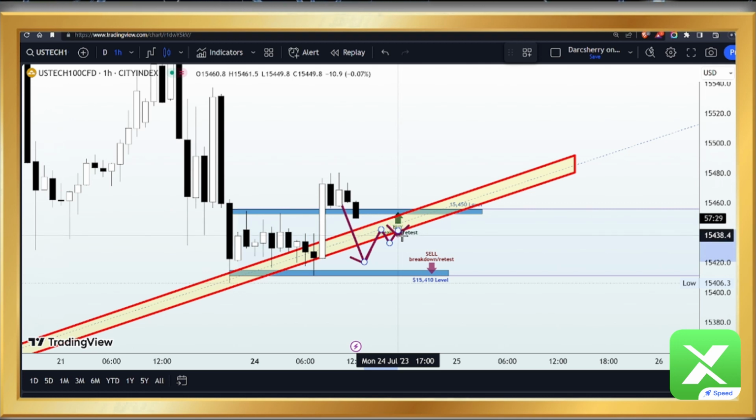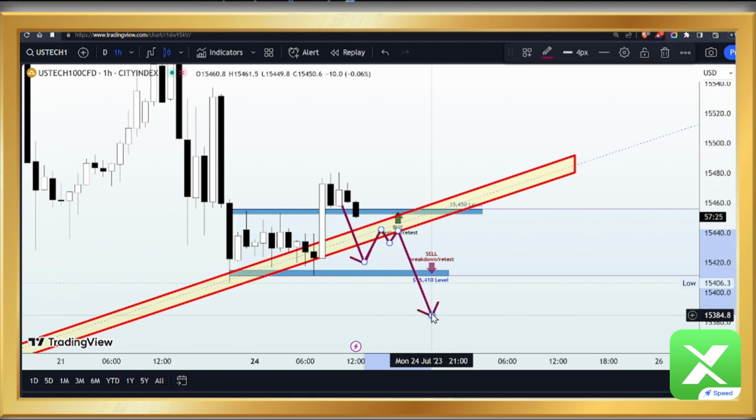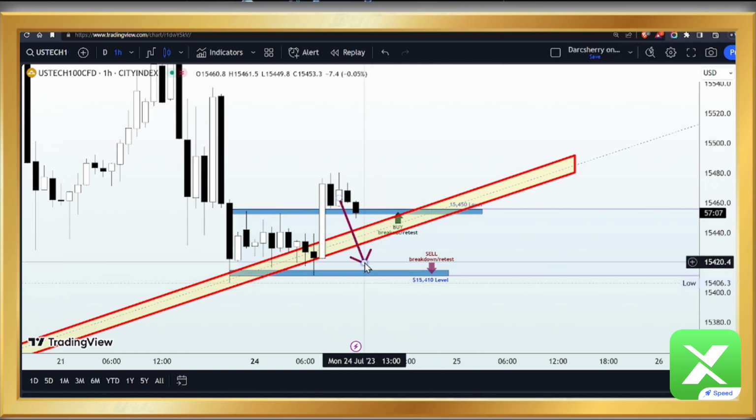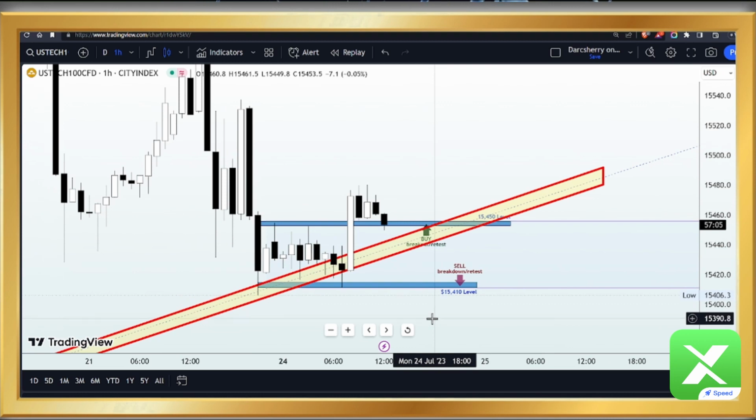Then we could join the bearish move to the downside and of course have a sell stop order below the 15,410 to capitalize on that bearish move. So this is the only condition we are going to be seeing from this juncture in the market that will make us consider selling the USTEC 100. Now, with that being said here, and for the fact that price still remains above the ascending trend line, we are of course going to remain bullish in this particular market.